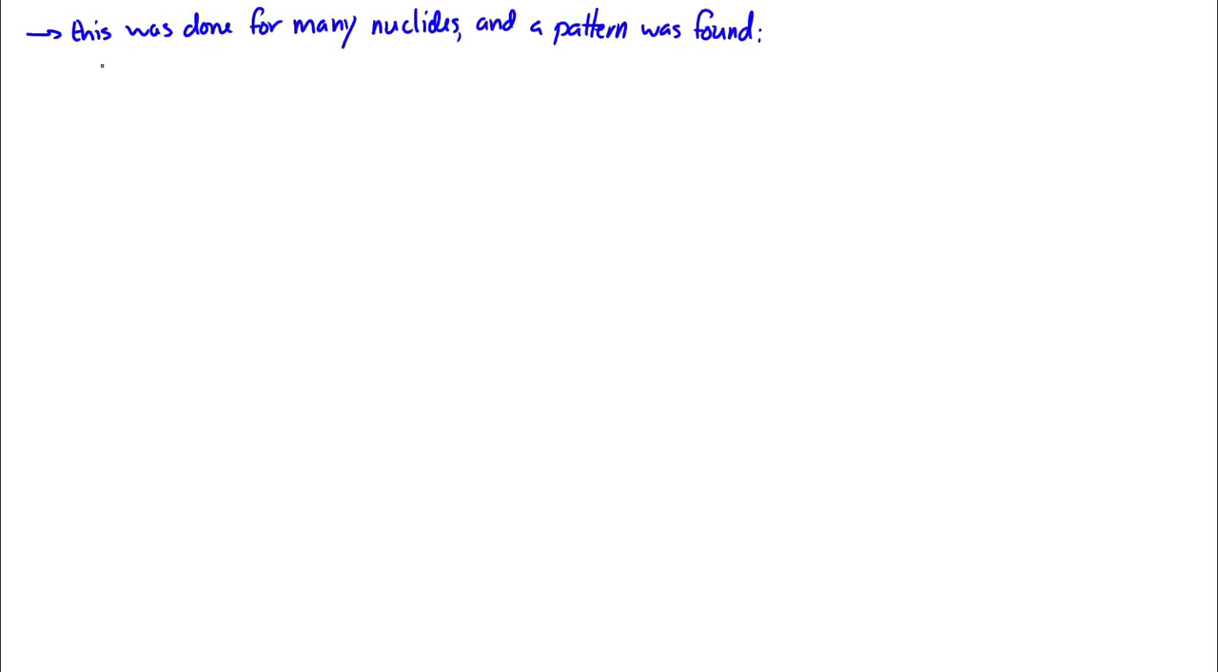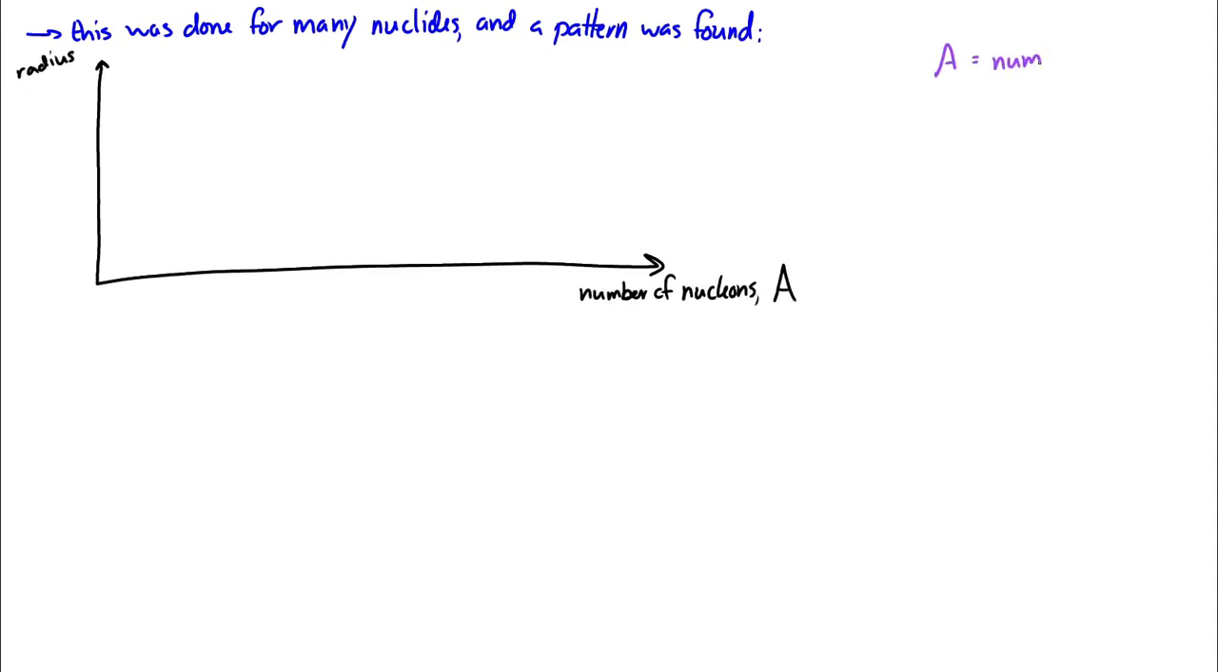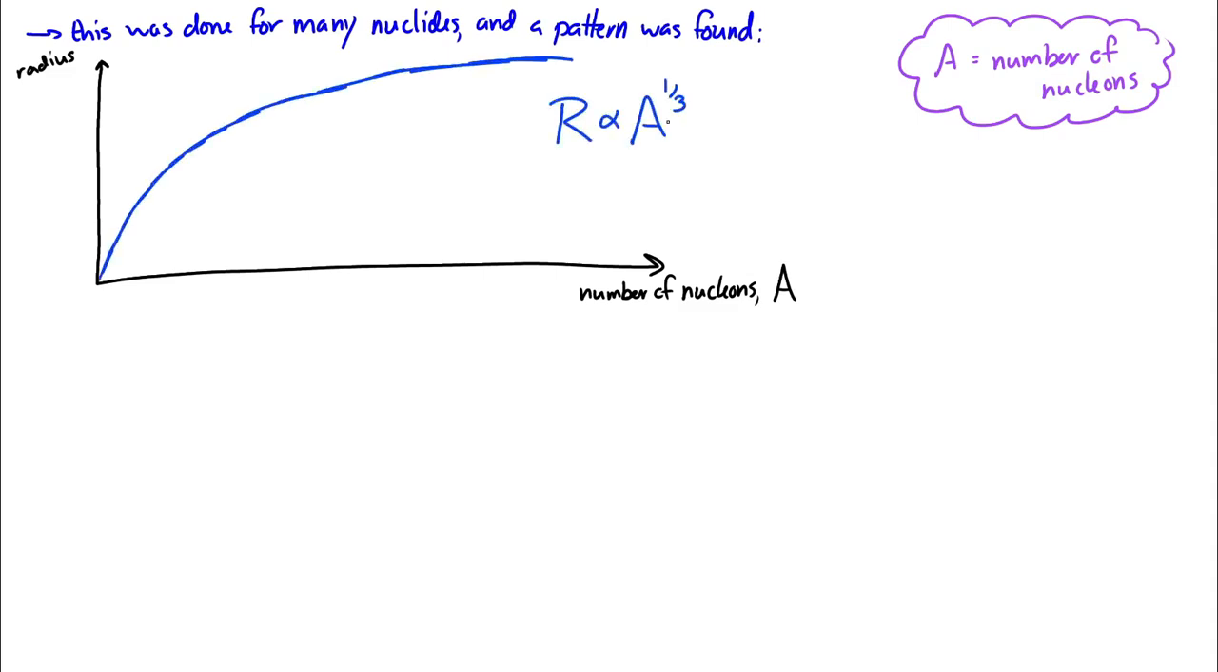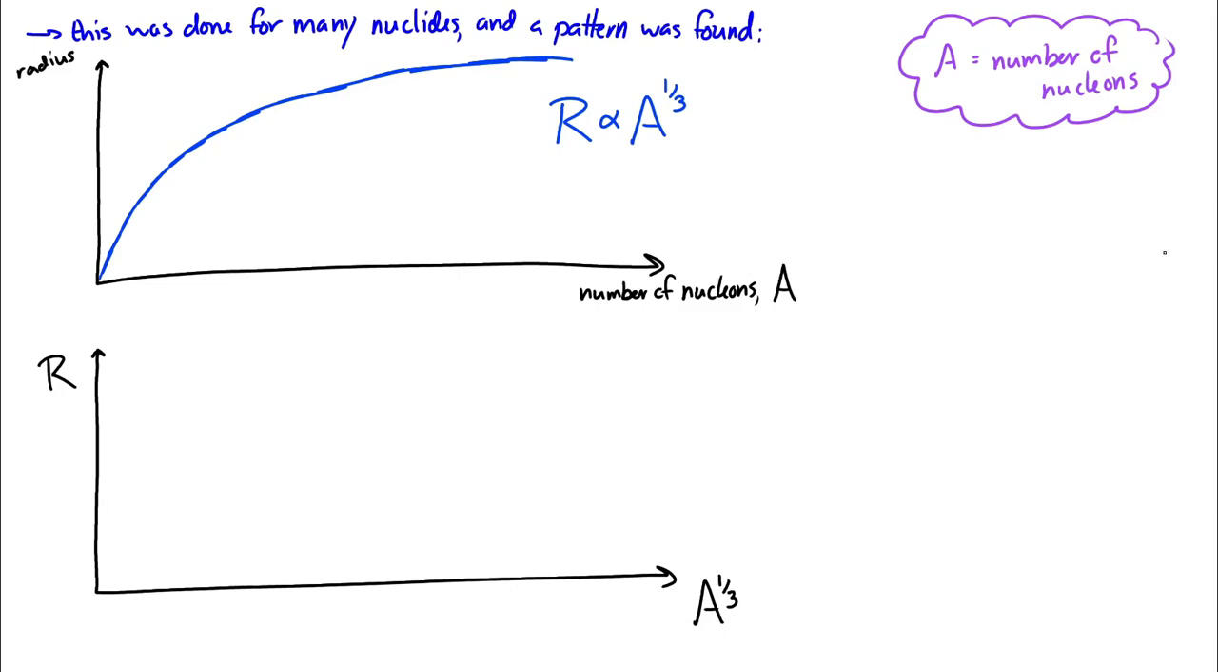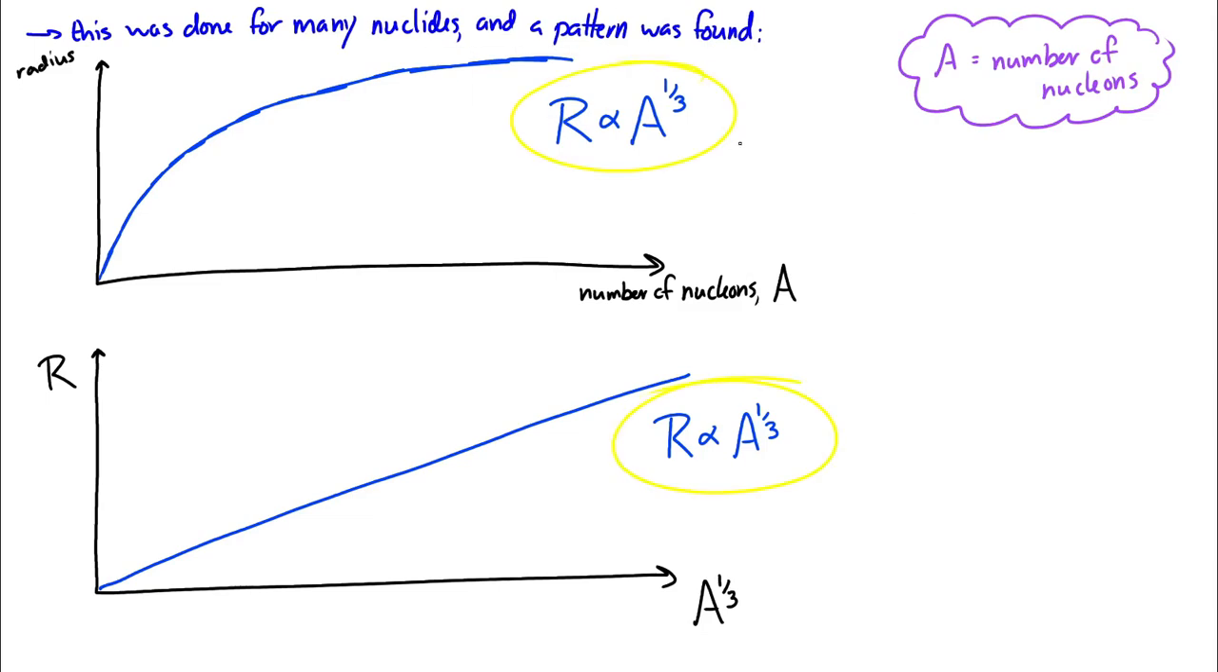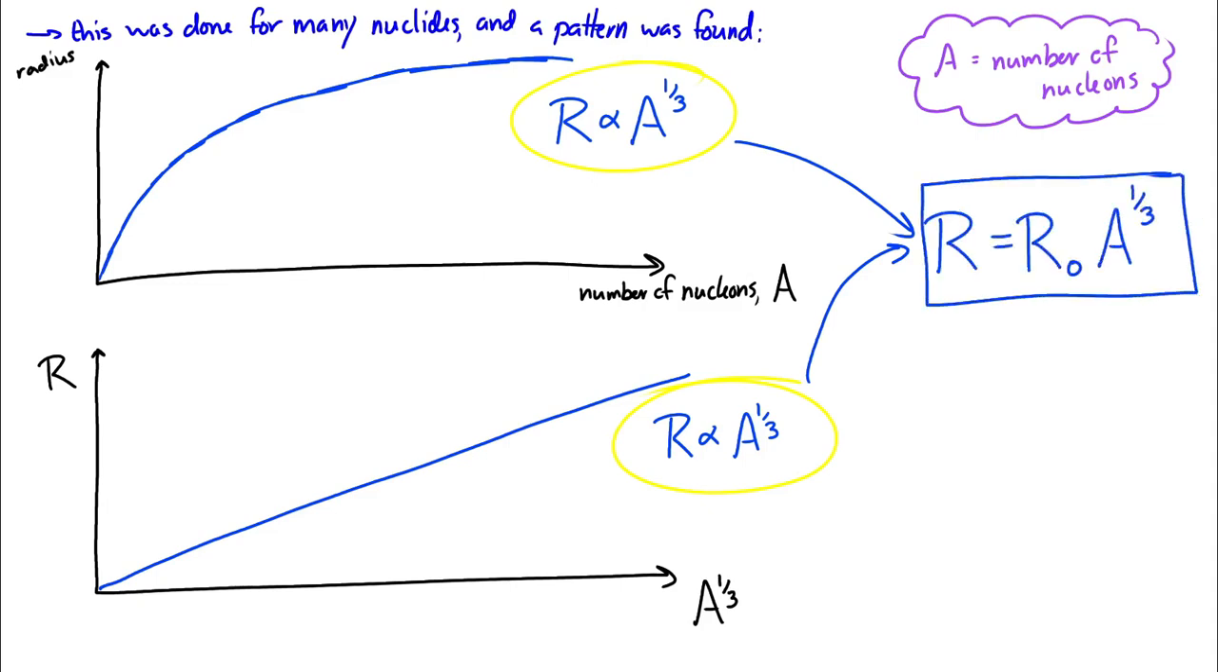And they did this for many different nuclides, and it turns out that there's a pattern. The radius of the nucleus varies with the number of nucleons, which we will represent with a capital letter A, like this. It's proportional to the number of nucleons to the 1/3 power. Or if we were to plot the radius of the nucleus against the number of nucleons to the 1/3 power, we'd get a linear graph. So that means that the radius of the nucleus is proportional to the number of nucleons to the 1/3 power. We can turn this into an equation by adding a constant. So the radius of the nucleus is equal to some constant times the number of nucleons to the 1/3 power.